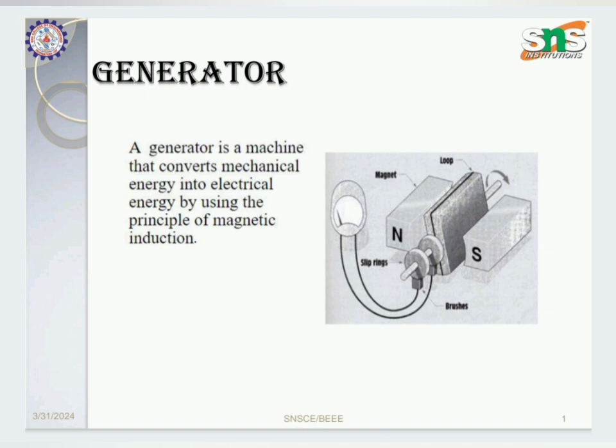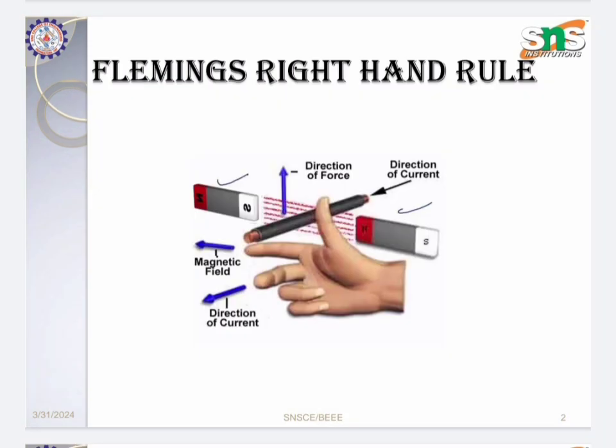Here, whenever a conductor is moved within a magnetic field in such a way that the conductor cuts the magnetic lines of flux, a voltage is generated in the conductor. And now the question is to know what is going to be the direction of the current. So here we are going to apply Fleming's right hand rule.